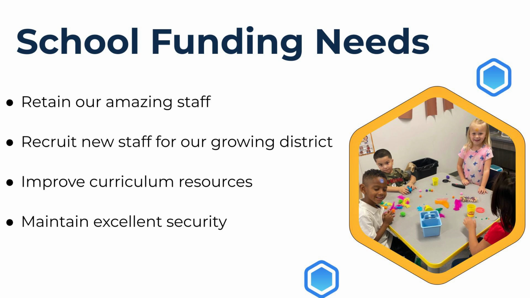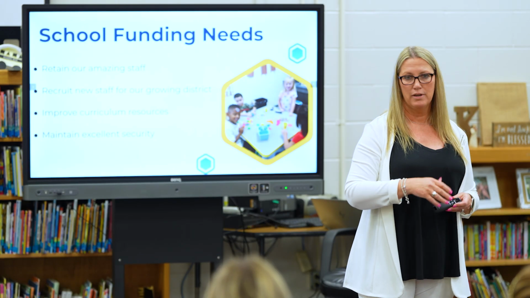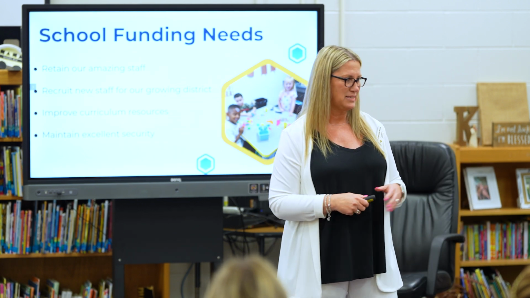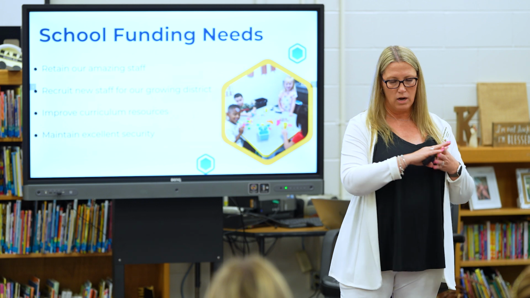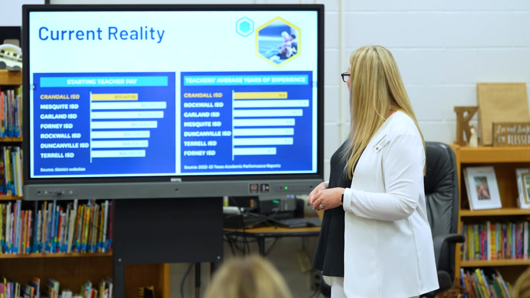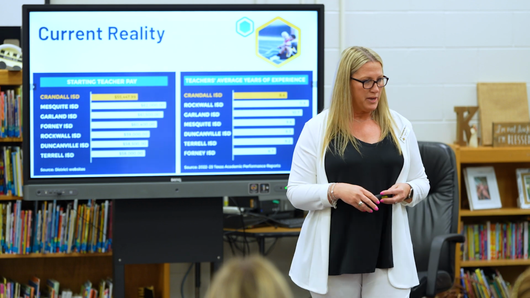We also need to improve curriculum resources. Our accountability scores weren't where we wanted them to be, and so we've got to put some money towards that. And then Keith and Eric do a fabulous job maintaining the safety and security, but those things cost money, right? Like putting the window film and adding the fences and doing all of those things cost money, and so we need to be able to maintain those things. So with these 4 areas, we've got to do something to add more money to that. So this is currently where we are.